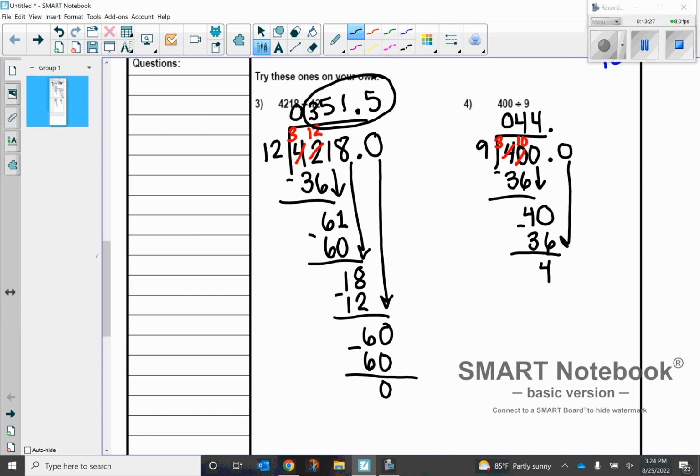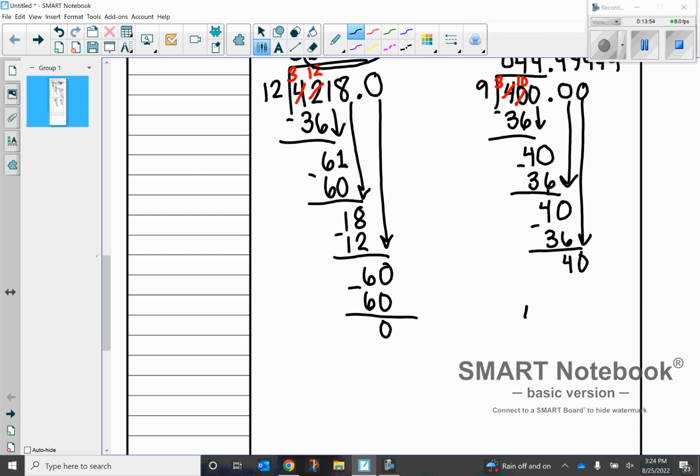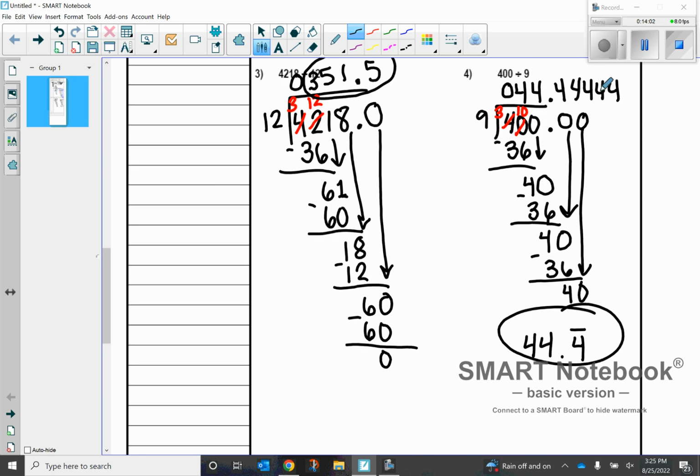9 can go into 40, again, 4 times. 9 times 4 is 36. And what we're going to notice is this is going to go on forever and ever. So it's going to end up being 44.4444444444. Because we're going to just keep getting 40, keep getting 36, keep getting 40, keep getting 36. So the way we would write this answer, remember, we would write 44.4, and then we'd write that repeating bar over that 4. Again, if you were to just keep it like this with a bunch of 4s on the end on a test, that would be totally fine.